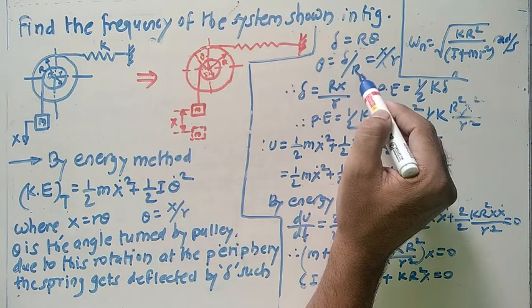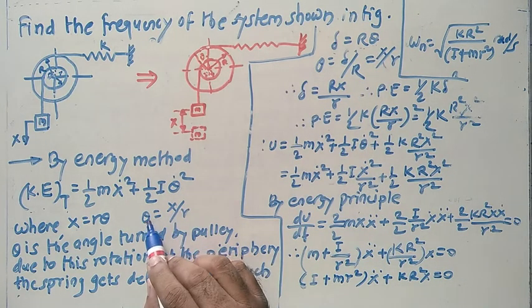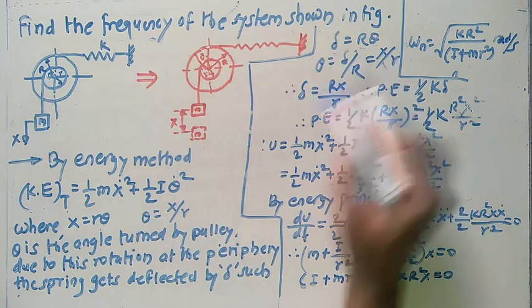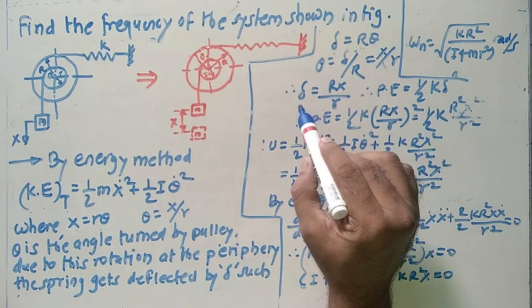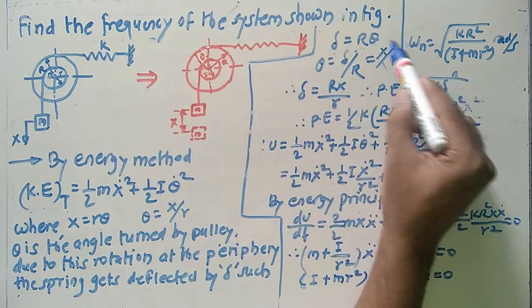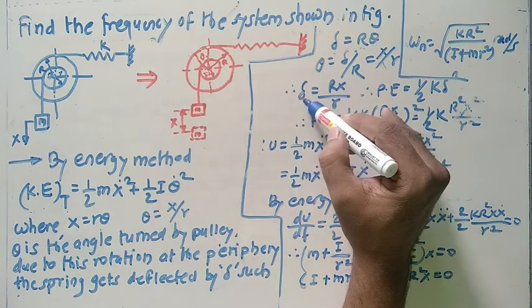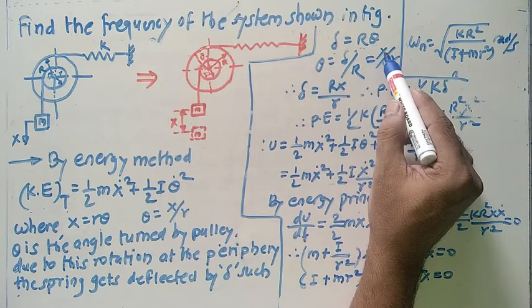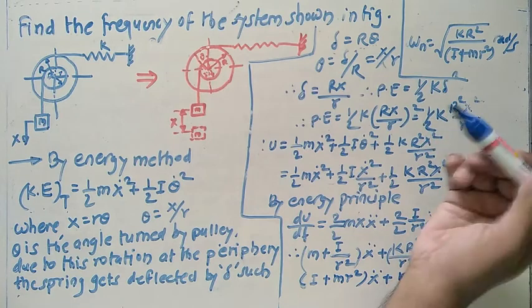So in the previous step we already have the value for theta, x divided by r. Simply equate this term with the previous one, x divided by r. So what do we get here? Delta in terms of x divided by r. Delta equals capital R into x divided by r. Capital R will come here, x will remain as it is and r will remain as it is.